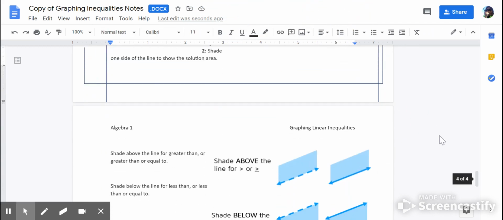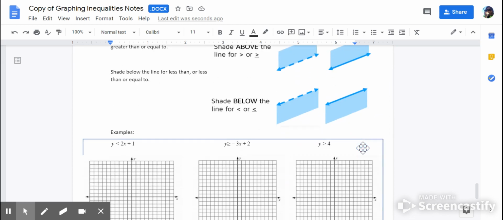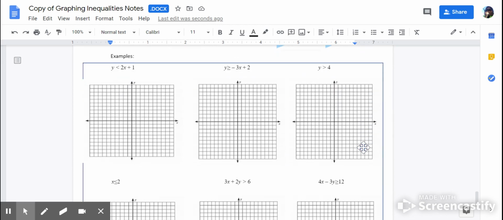The next part is to determine your shade. So we talked about it before. If it's greater than or greater than or equal to, you shade above. If it's less than or equal to, you shade below. Let's practice here on our own.